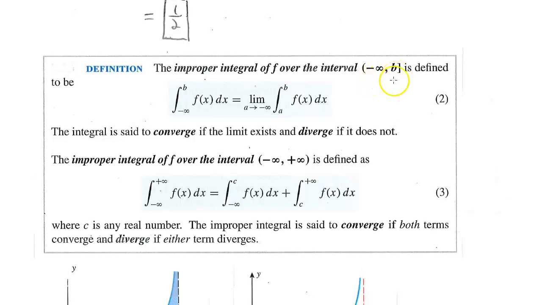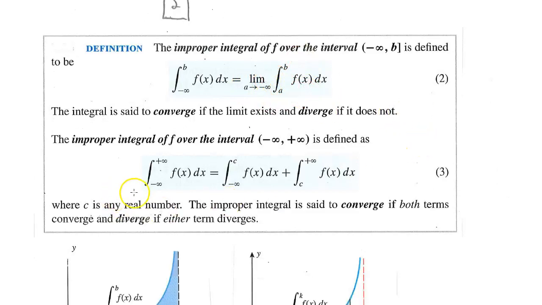Now we could have improper integrals where we integrate from negative infinity to b, negative infinity to some number. And the way we define that is instead of going from negative infinity to b, let's just go from a to b and let a approach negative infinity. Again, the integral is said to converge if that limit exists, and it's said to diverge if it doesn't, right? So like if you get an infinite answer or something.